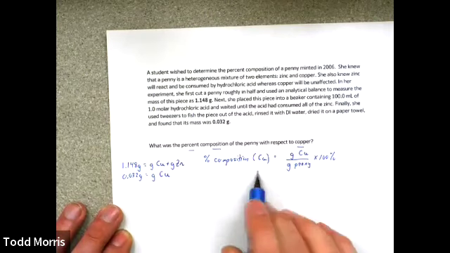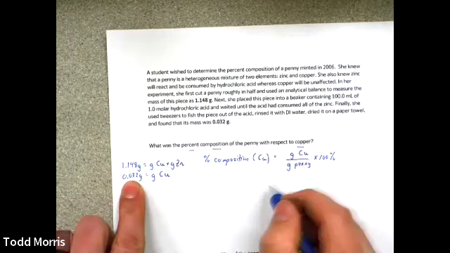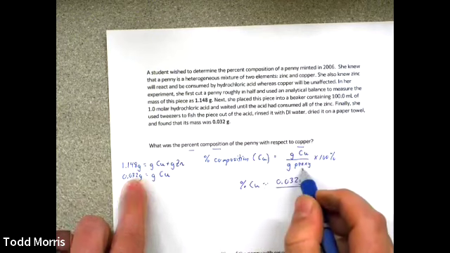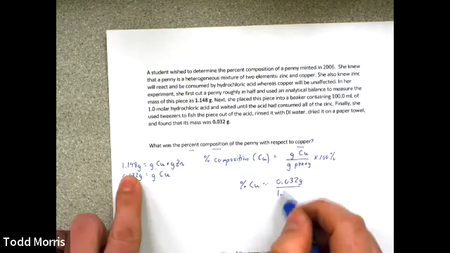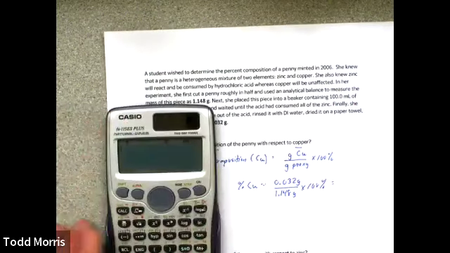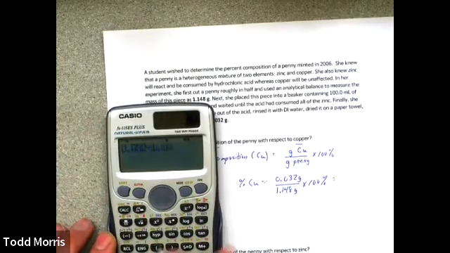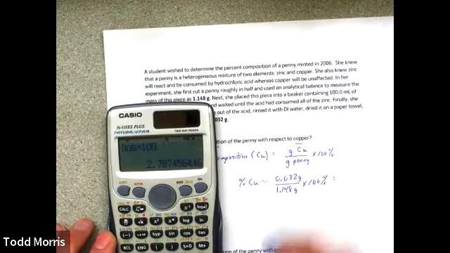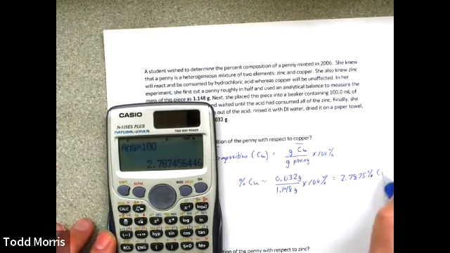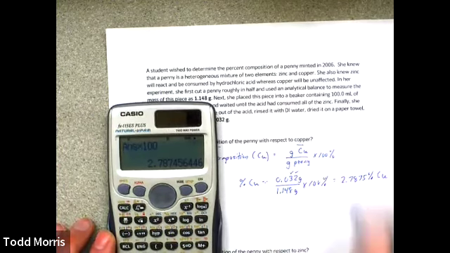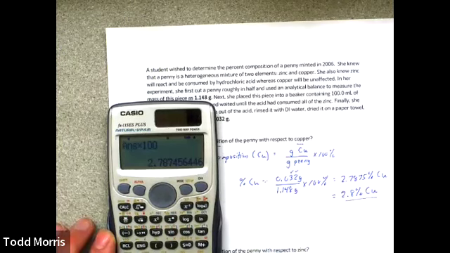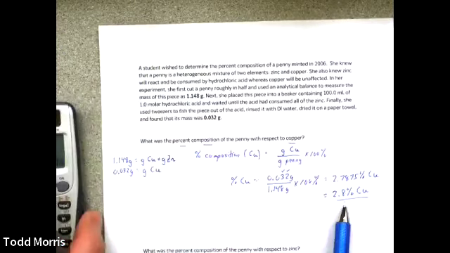So percent composition with respect to copper is the mass of the copper, which from the story is 0.032 grams, compared to the mass of the penny, which is the mass of the copper plus zinc of 1.148 grams, times 100%, which gives us a value of 0.032 grams divided by 1.148 times 100, about 2.7875% copper. We're only allowed to have two significant figures in this answer, so rounding to two significant figures, we'll have 2.8% copper. So she can conclude that from her data, her penny is approximately 2.8% copper by mass.